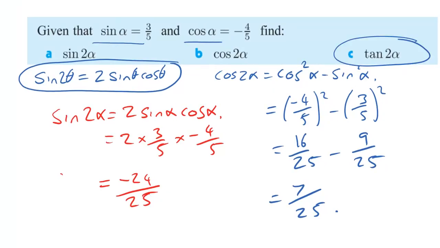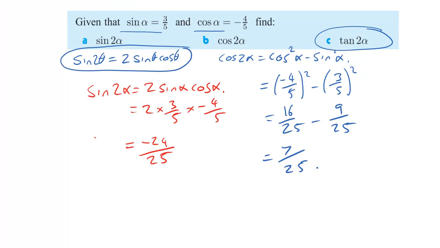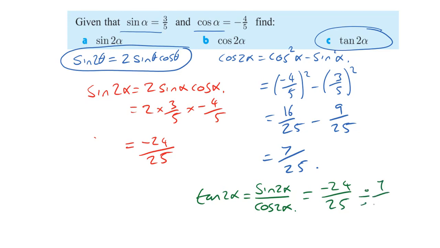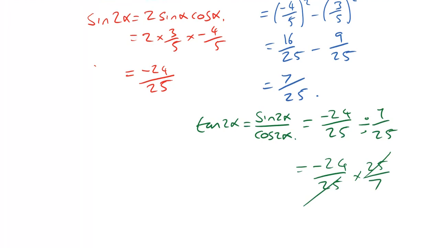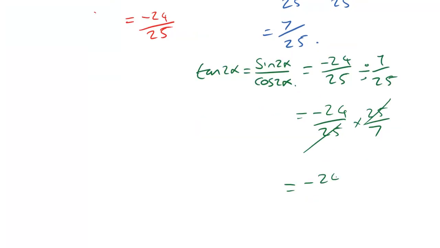Okay, now to find tan of 2 alpha, well, we don't have a rule for tan, but we do have some previous work because, of course, using the identities that we know, we can say that tan of 2 alpha is going to have to be sine of 2 alpha over cosine of 2 alpha. All right, well, that's something we know already, and we've just worked those out. So we can do this. -24/25 divided by 7/25 is going to be equivalent to -24/25 times 25/7. The 25s, as you can see, are going to cancel out, and we're going to be left with -24/7 as our final answer.